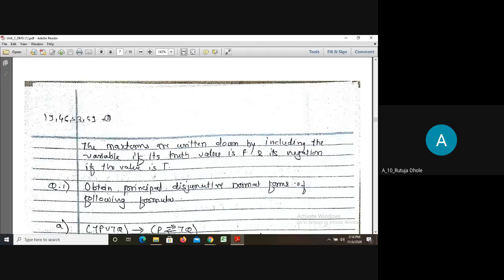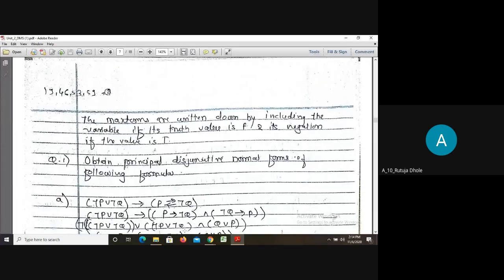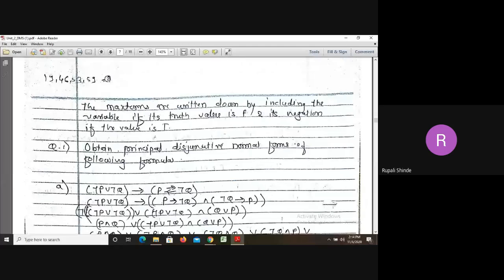So what is the required form? Negation P and Q, Q or P, negation P and Q. No, something is quite wrong. Check the negation here: negation P or negation Q.